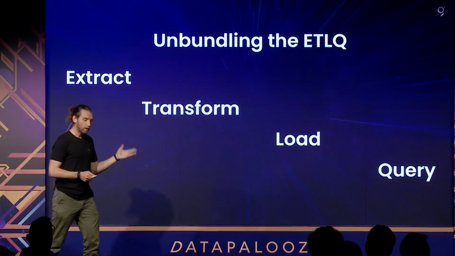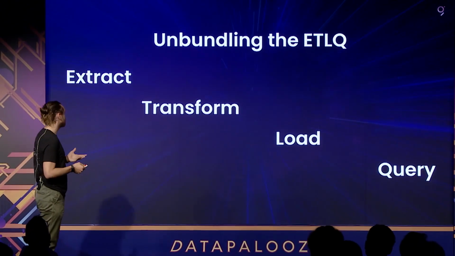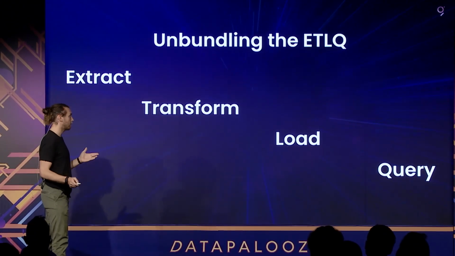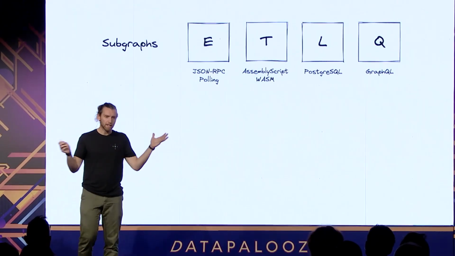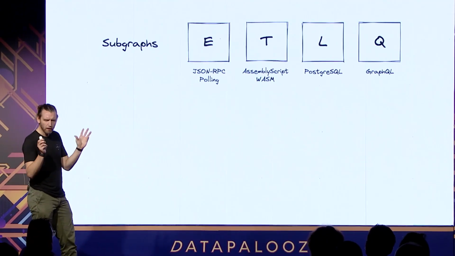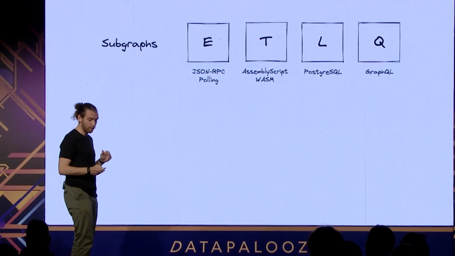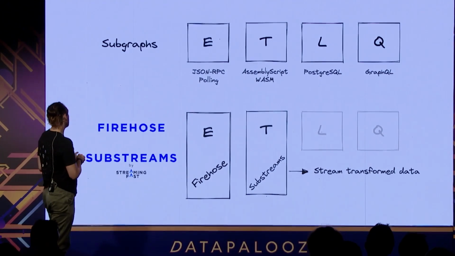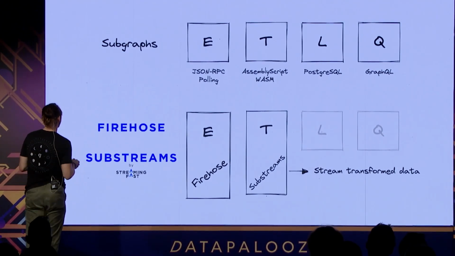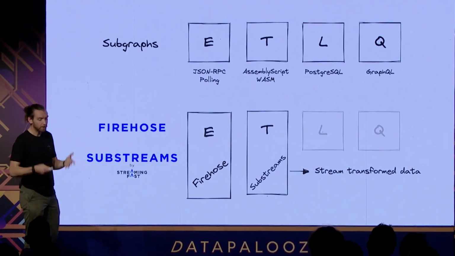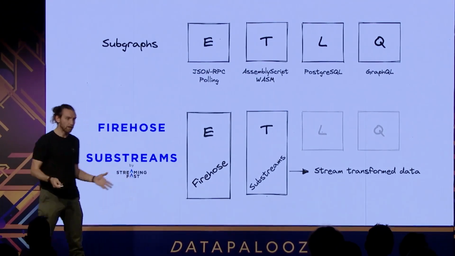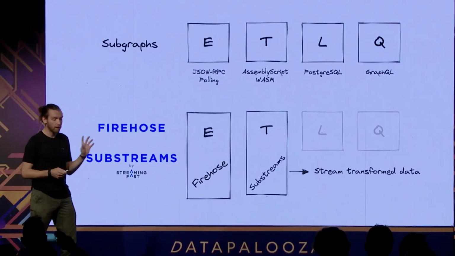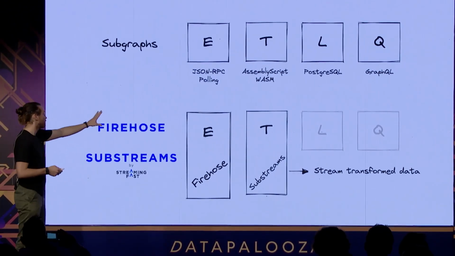So on the first side, in terms of creating new standards, I want to talk about unbundling the ETLQ: extract, transform, load, query. As I said earlier, subgraphs encapsulate that into one deployable unit. Firehose and Substreams is a newish technology. It's been around for a while, but it's been increasingly scaled and tested at scale. It supports a lot of our indexing within Graph Node when it comes to Firehose and increasingly Substreams. But Firehose and Substreams essentially take the extract and transform stages.